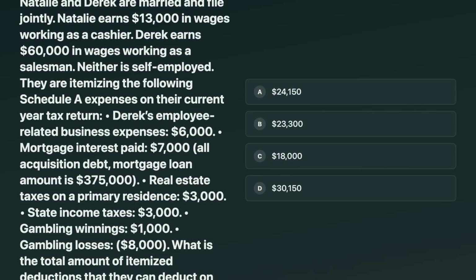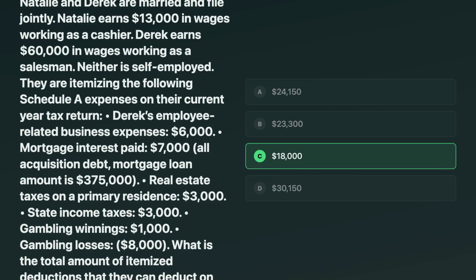Natalie and Derek are married filing jointly and itemize. They have these Schedule A items: $6,000 of Derek's employee business expenses, $7,000 of mortgage interest on acquisition debt with a $375,000 loan, $3,000 of real estate taxes, $3,000 of state income taxes, $1,000 of gambling winnings, and $8,000 of gambling losses. What total itemized deductions can they claim? Think about it.